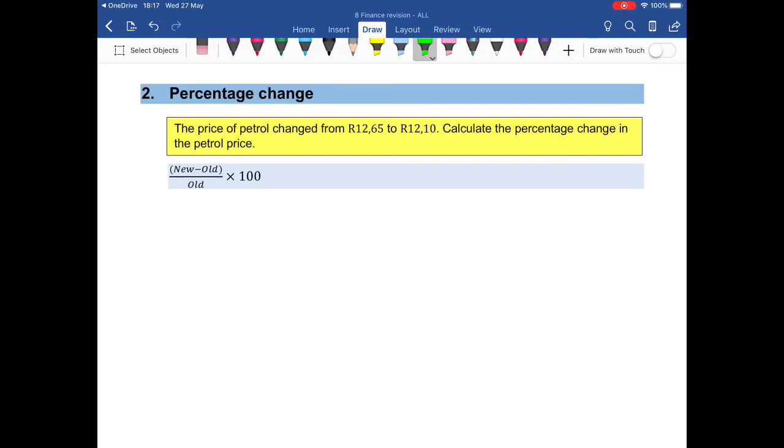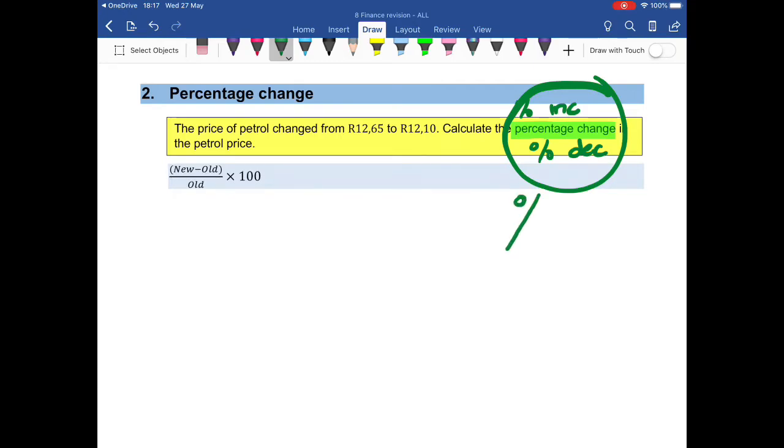How do I know it's a percentage change? Well, it will tell you, calculate the percentage change. So either the question is going to say percentage change, or it will tell you percentage increase, calculate the percentage increase, or calculate the percentage decrease. Now, when our answer is a percentage, it's very easy to turn that into new minus old over old multiplied by 100.